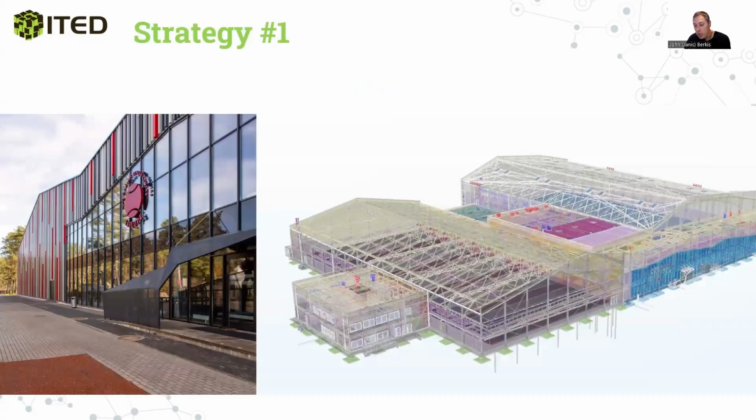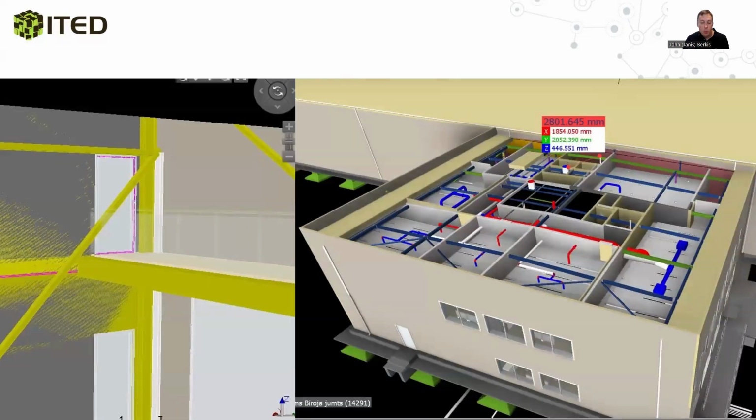The first one is a project, a sports center in Latvia. In this case, strategy one was used, where the whole design team was able to create their own models, but it was the first time for them to work in a really collaborative way. And what it meant was that there were rules of when and how to create the models, how to share them, and how to check them. The results were superb. Many issues were found and fixed early during the design phase.